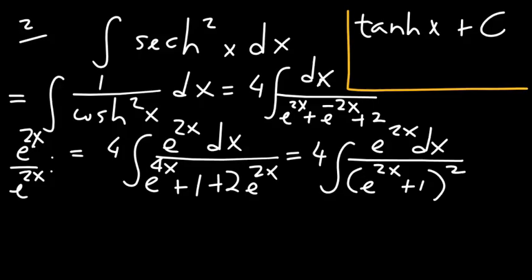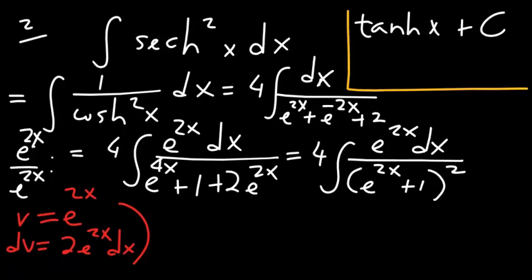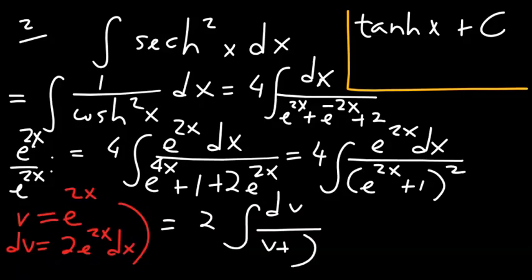Now let's use the following substitution to solve this integral. Let v be e to the power 2x, so that means dv is 2e to the power 2x dx. Upon substituting this information inside that integral, that earlier integral will simply become dv over v plus 1 squared. And this is an easy integral to do, which will give us minus 2 over v plus 1 plus an integration constant, let's call it d.